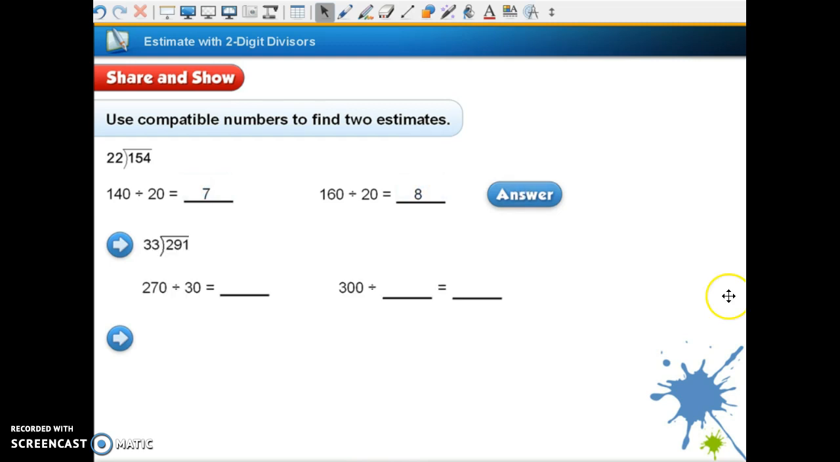Okay, this is your hot problem number 4. So I want you to go ahead and give me those two estimates and then come back and check.